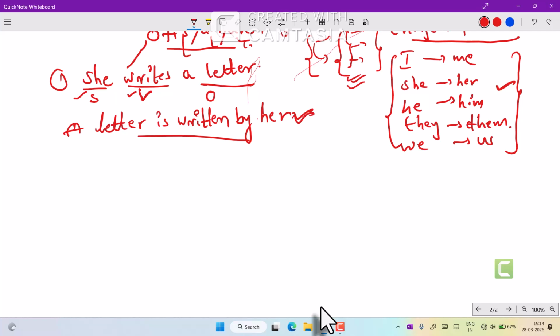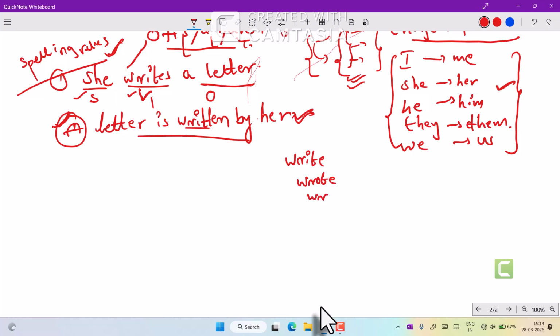Now you see why I started the sentence with a capital letter: we know the spelling rules. Okay, spelling rules, we discussed this. Now V3. This is V1 and this is wrote, we know, right? Wrote, okay, and written, okay, and writing and writes, okay, writes.